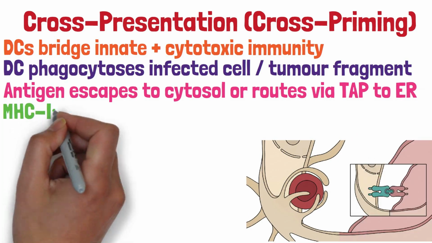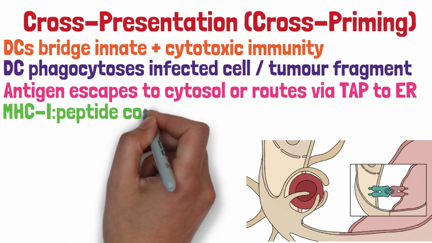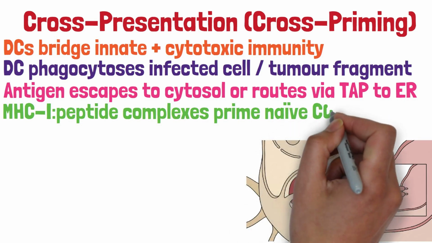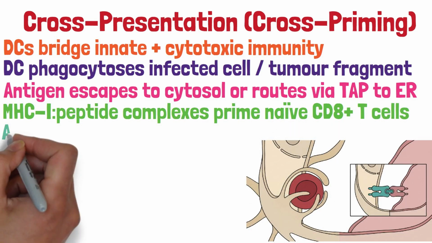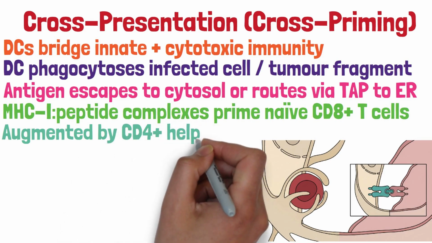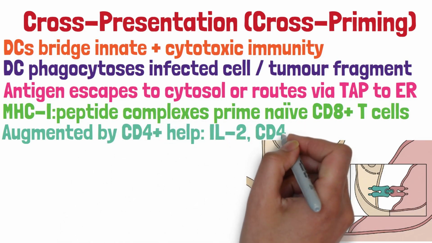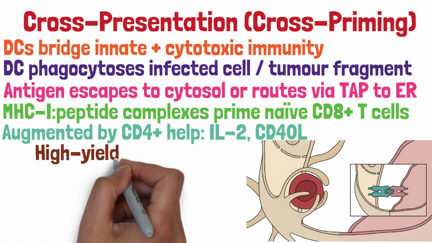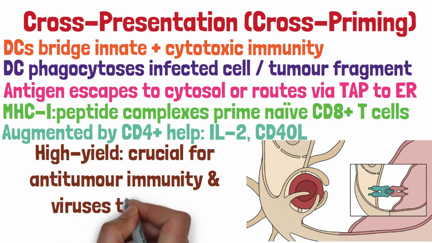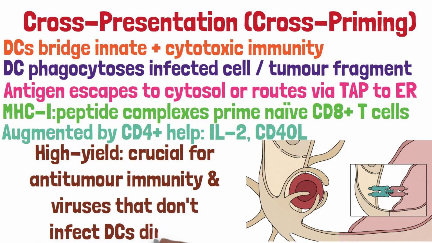As a result, those MHC-I peptide complexes get expressed on the DC surface, priming naive CD8-positive T cells, and this whole process gets a boost from CD4-positive T cell help through IL-2 and CD40L. This matters because cross-presentation is crucial for antitumor immunity and for fighting off viruses that don't infect dendritic cells directly.